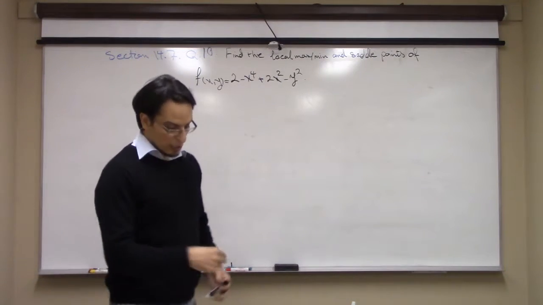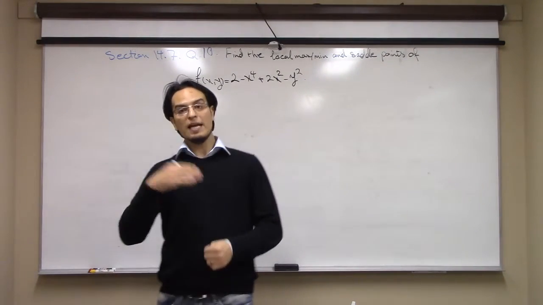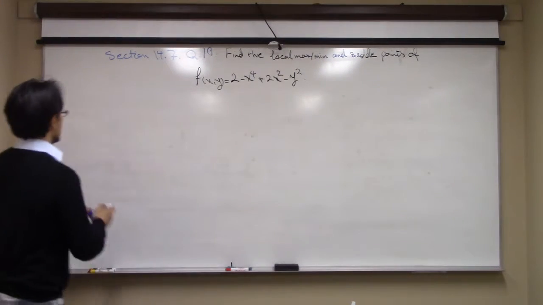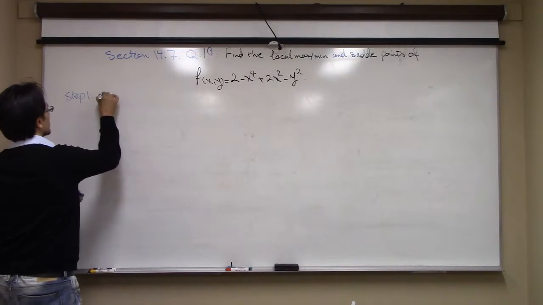So we know the steps. Steps are first find critical points of the function, then use a second derivative test. Let's do the steps. Step 1 then, the critical points.